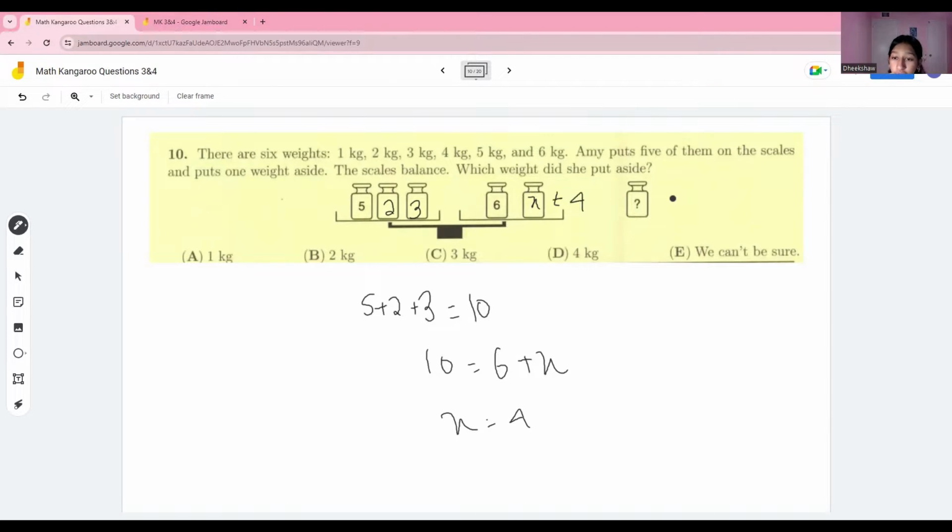So now the only remainder weight, we already used the 2 weight, 3 weight, the 4 weight, the 5 and the 6 weight. The only remaining weight is the 1 kg. So this is the 1 kg weight that she put aside, which is why the answer to this is A. Next question.